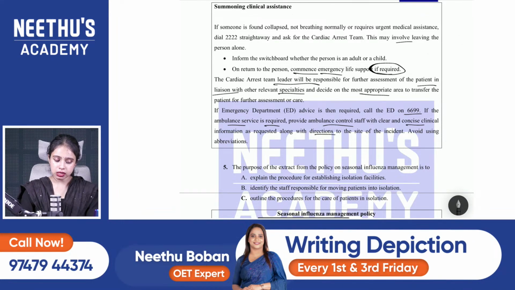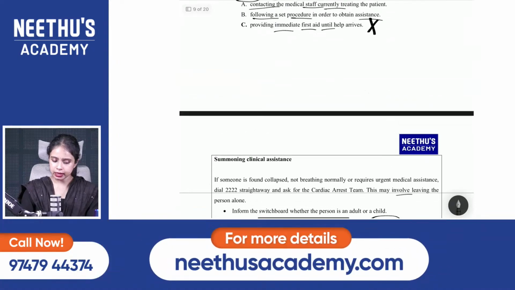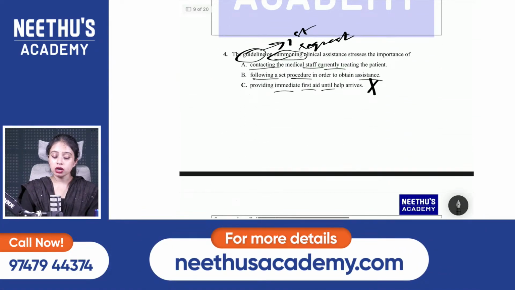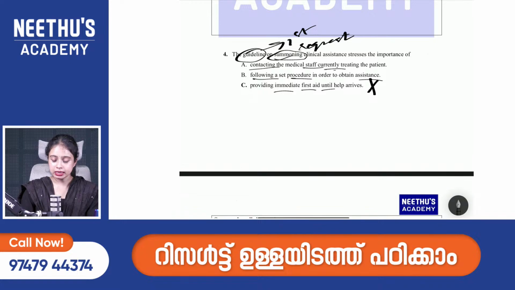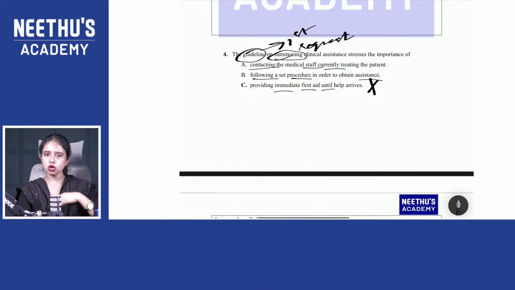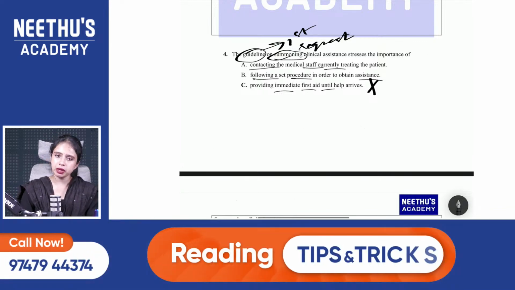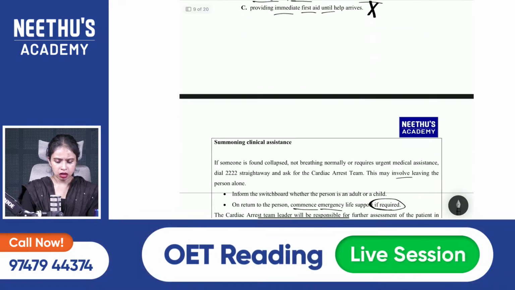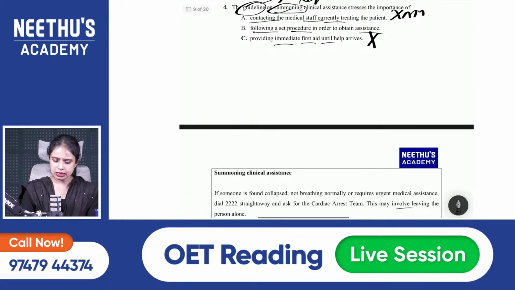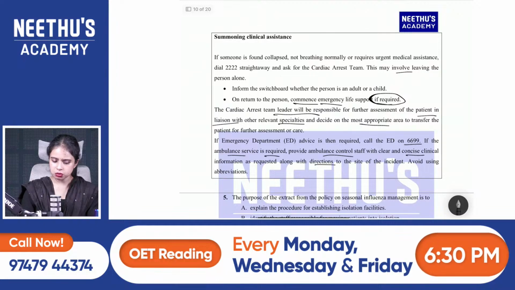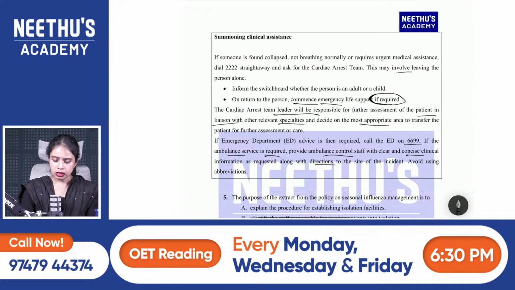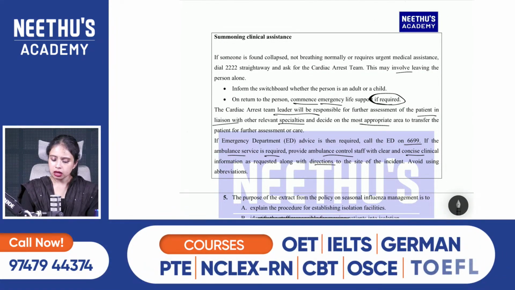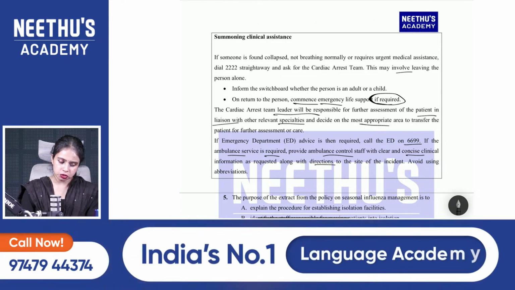Now tell me, what is the right answer to this question? Is it option A, contacting the medical staff currently treating the patient? Is it mentioned that you contact the staff currently treating the patient? I can say it's not mentioned here. Anywhere mentioned there? Where is it mentioned in the paragraph? Majority of you guys are saying option A, right?